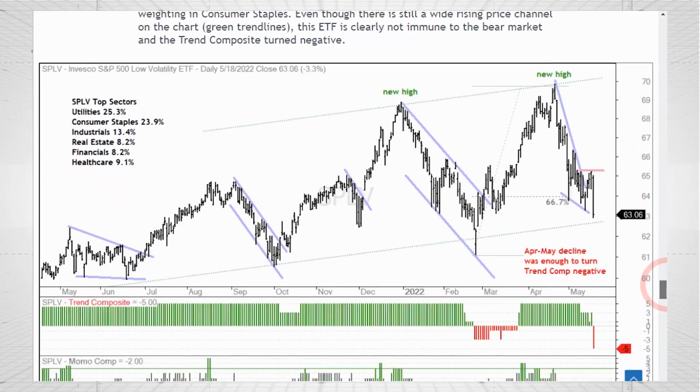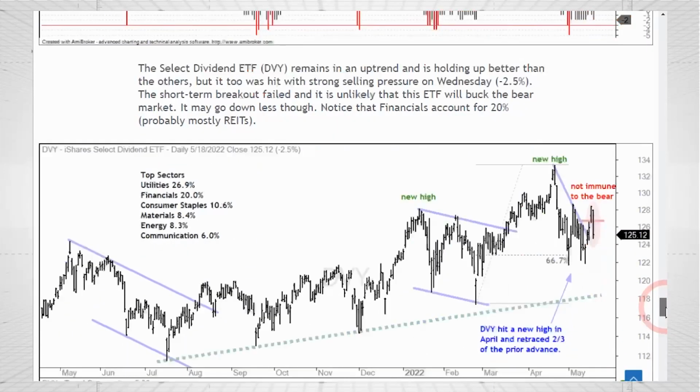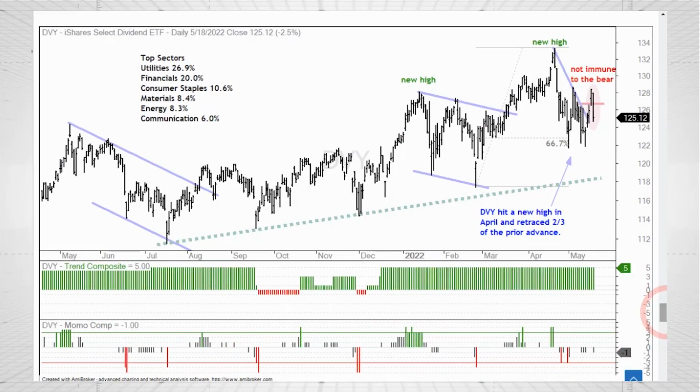And you've got to remember also that some of these low volatility ETFs do have concentrations of consumer staples. This is SPLV, the Invesco low volatility ETF, 23.9% consumer staples, and it got hit hard, and the trend composite turned negative, so it's in a downtrend. So we can see that this bear market is spreading.